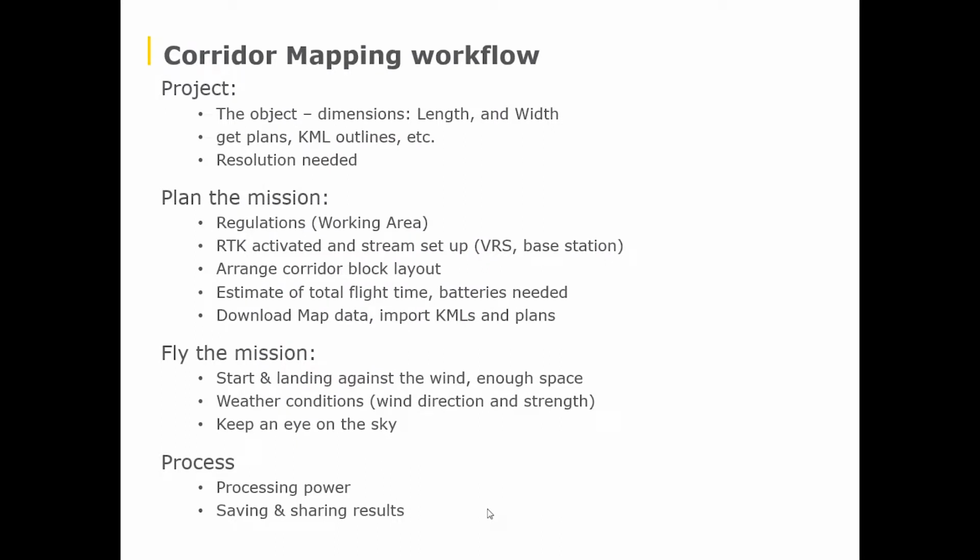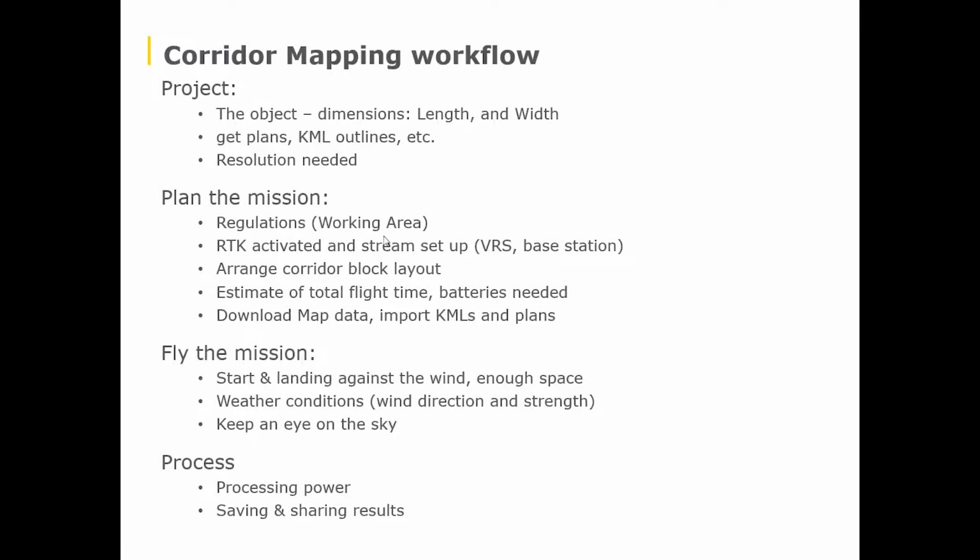Okay, let's look at the corridor mapping workflow. First, of course, you need to define your project. The most important parts for a corridor mapping project would be the length of your linear feature and the width. Both of them can be set in eMotion. It's nice to get plans or KML outlines, especially if those features are, for example, underground or not existing yet. Also, it's very helpful to know the resolution for your flight in advance, which greatly influences the flight time that you need.